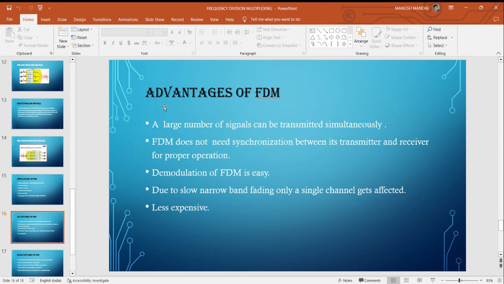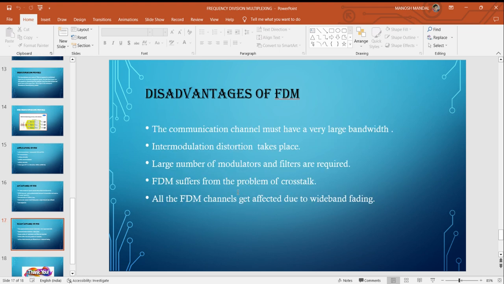Advantages of FDM. A large number of signals can be transmitted simultaneously. Frequency division multiplexing does not need synchronization between its transmitter and receiver for proper operation. Demodulation of FDM is easy. Due to slow narrow band fading, only a single channel gets affected. It is less expensive.